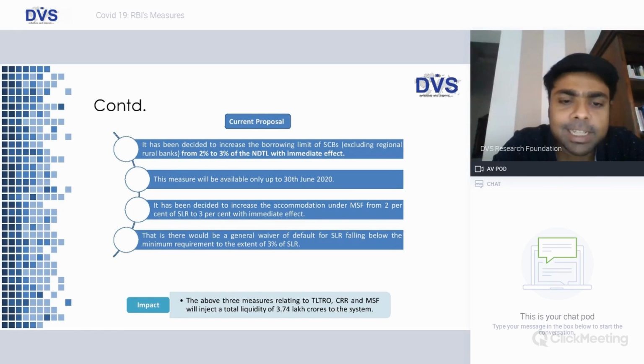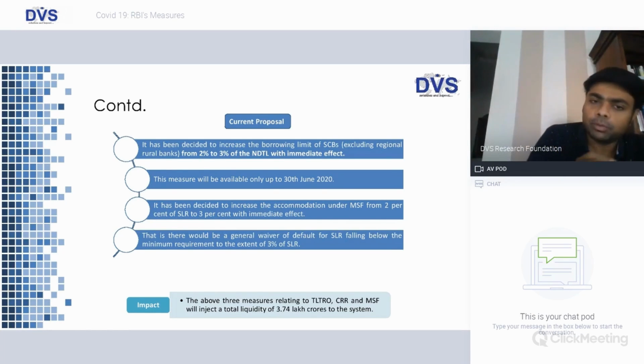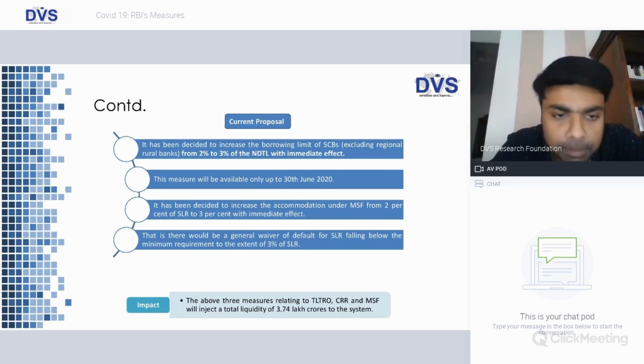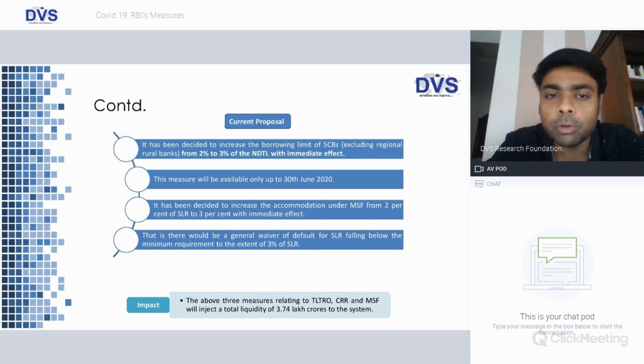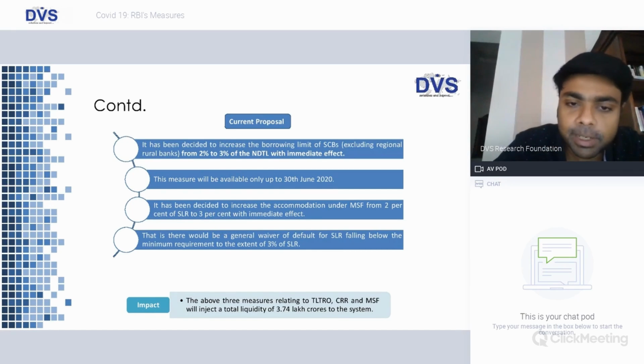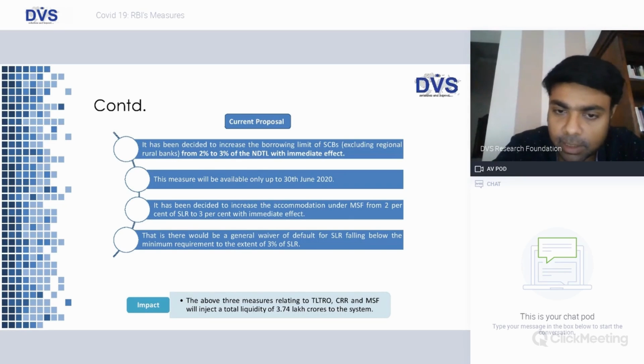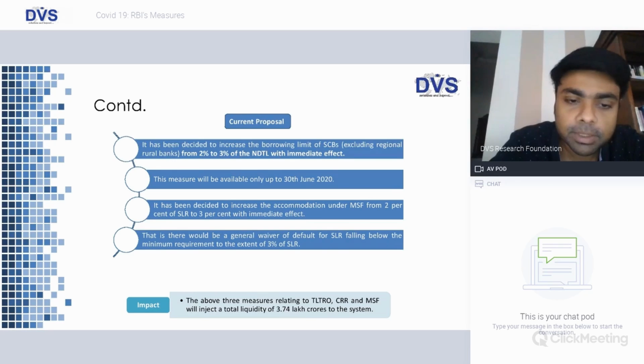Now what RBI has done is expand this threshold from 2% by an additional 3%. And this will be available only up to 30th of June 2020. All the scheduled banks can expand their ad hoc OD, you might call it. This has been decided to increase the accommodation under the MSF from 2 to 3% with immediate effect. And there would be a general waiver for SLR falling below the minimum requirement to the extent of 3%.